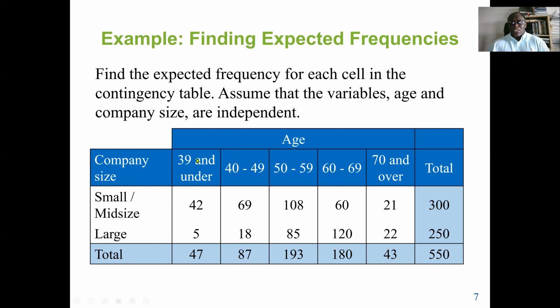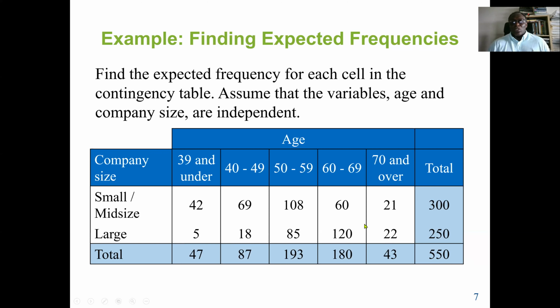The total for the age of 39 and under is 47. That's for small size, mid size, and large together. Between the age 40 to 49 is 87, 50 to 59 is 193, 60 to 69 is 180, and 70 and over is 43. Now, all the CEOs for small and mid-sized company, regardless of the age, their total is 300. All the large company size, their total again is 250. So when we add all, we get 550. This means we have 550 CEOs, so our sample size will be 550.